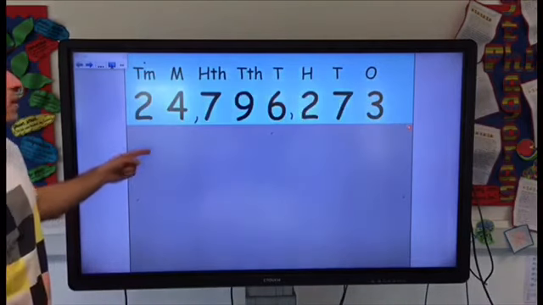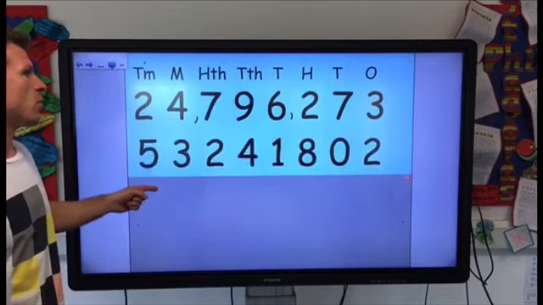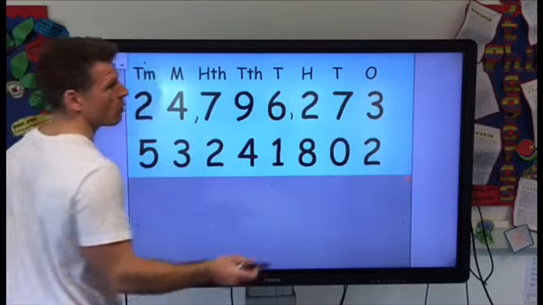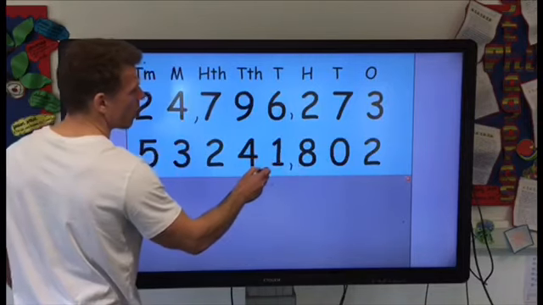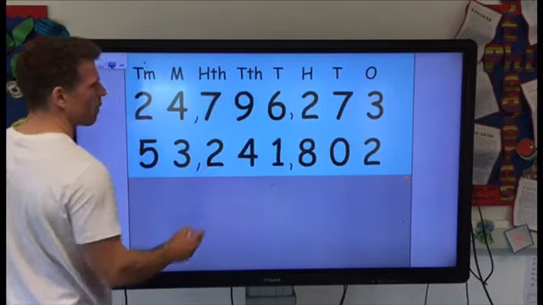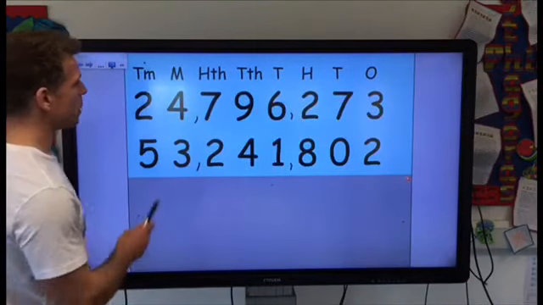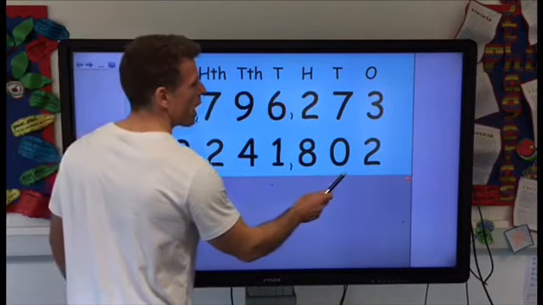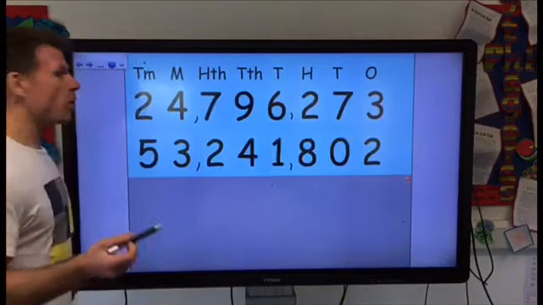So 24,796,273. Let's have a look at this next one. Let's count back 3 places and do the commas first of all. 1, 2, 3, comma. 1, 2, 3, comma. I think I struggled with the commas on the first one a little bit. So you can see here we've separated them into millions, thousands, and hundreds, tens, and ones. So say it with me.